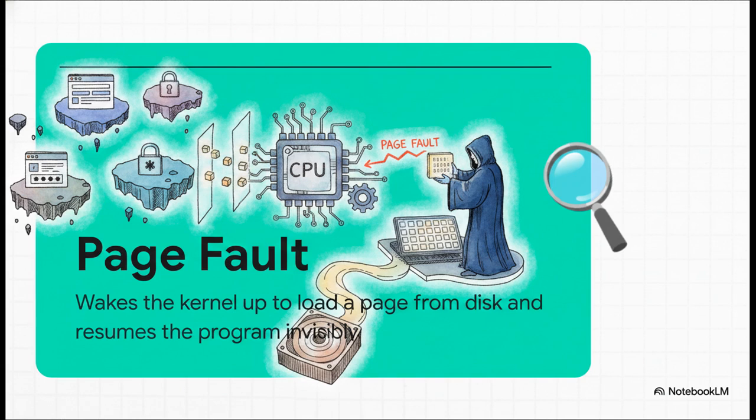And if an app asks for a chunk of memory, which we call a page, that isn't currently in the RAM, the MMU triggers a page fault. The kernel quietly wakes up, fetches the data from your hard drive, drops it into RAM, and lets the program continue like nothing ever happened. It is an absolute invisible miracle.